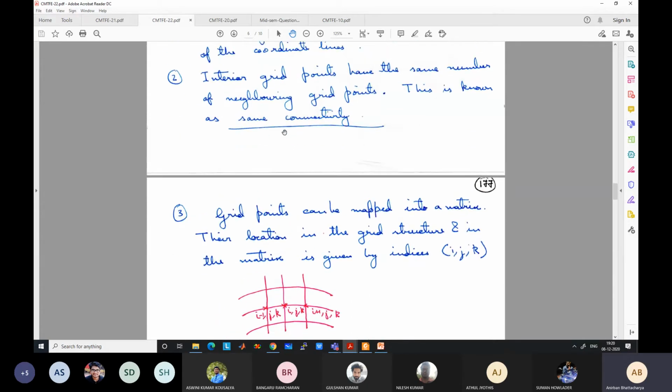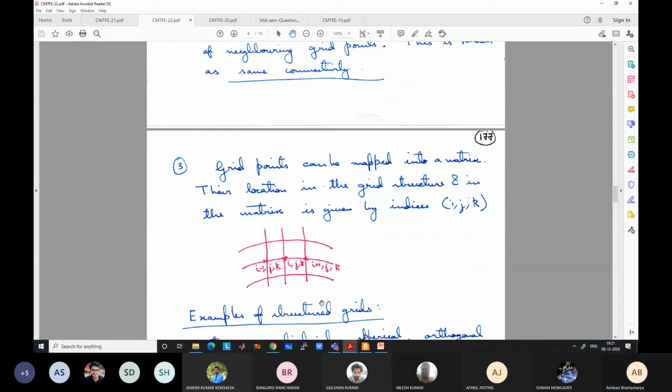The second and very important point is that interior grid points have the same number of neighboring grid points. This is known as having the same connectivity. For example, this is an interior grid point, not a boundary grid point. Interior means non-boundary grid points. If it is just a 2D grid, it has 4 neighboring grid points: 1, 2, 3, 4, east, west, north, south. If it is 3D, we will have 6 neighboring grid points.